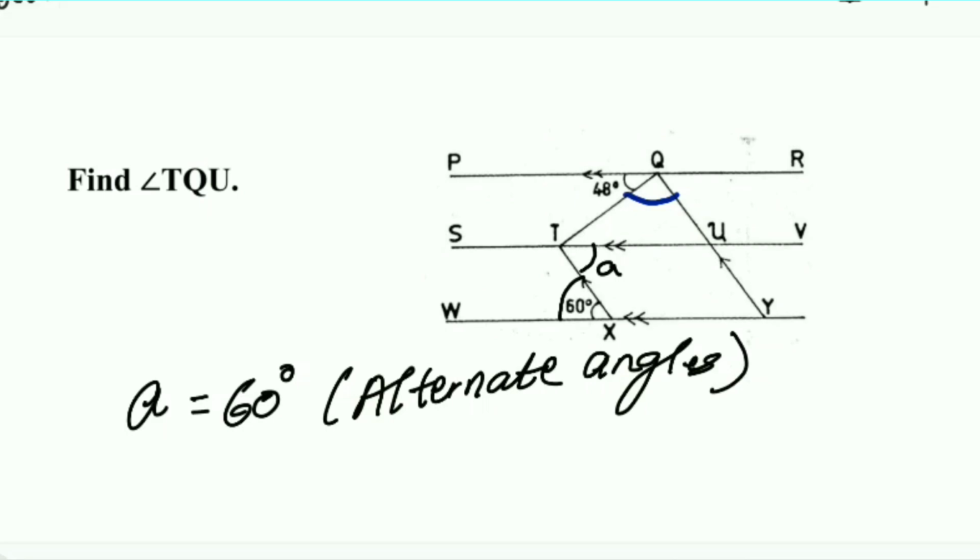So A is 60 degrees. Now you're thinking, how is this A going to help us to solve this problem? Just pay attention a little bit more. Now look at this. I want to show you something. Pay attention to this parallel line that has one arrow. This is a straight line. I just want to extend this further.